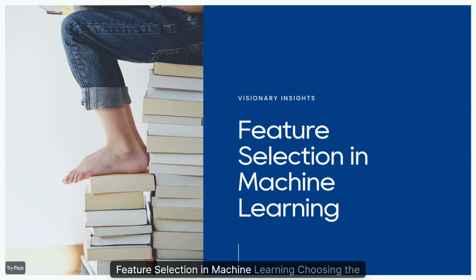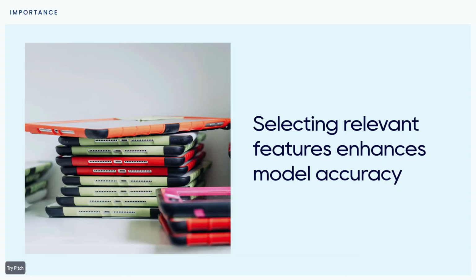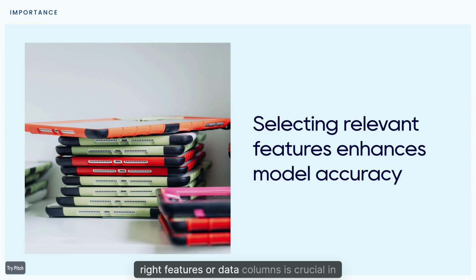Feature selection in machine learning. Choosing the right features or data columns is crucial in machine learning. In this section, we'll explore feature selection, a technique that helps improve model accuracy and efficiency. Let's dive in.